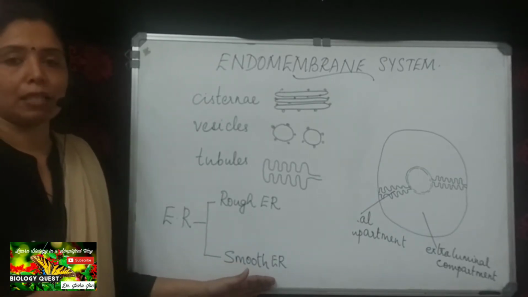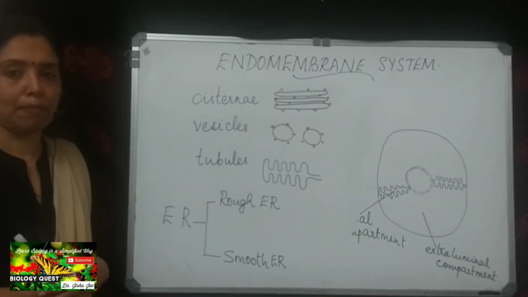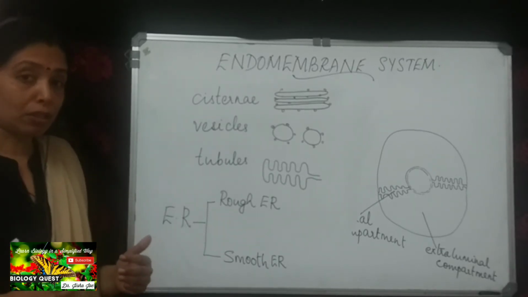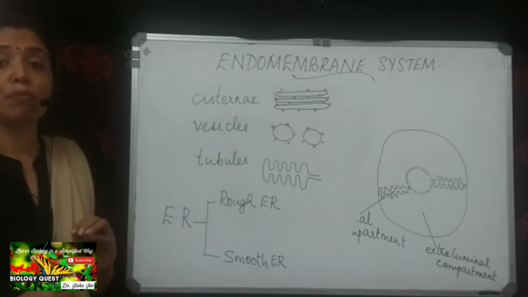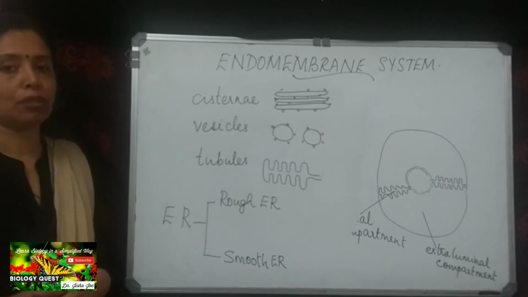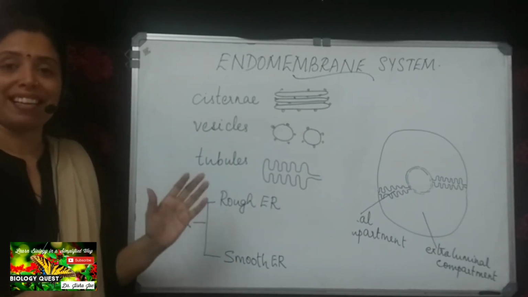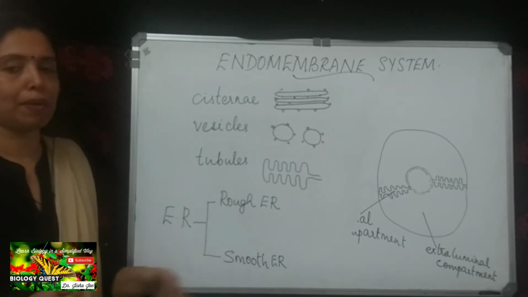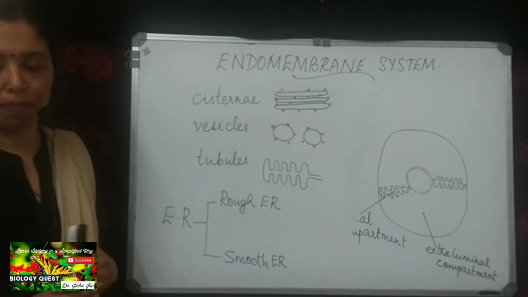Whereas smooth endoplasmic reticulum is present in cells concerned with lipid metabolism or glycogen metabolism. Cells that are concerned with the synthesis of lipids or the metabolism of lipids or glycogen, you can see smooth endoplasmic reticulum. In smooth endoplasmic reticulum, ribosomes are absent. Okay, so the rough endoplasmic reticulum is found in cells which are actively involved in protein synthesis because of the presence of ribosomes, whereas the smooth endoplasmic reticulum is present in cells concerned with lipid or glycogen metabolism.